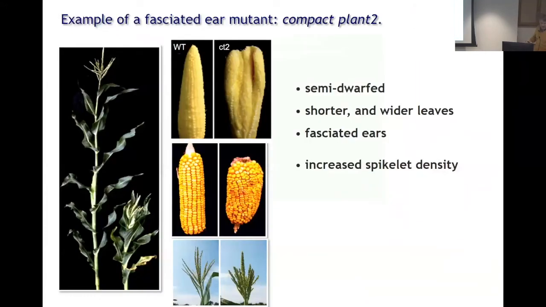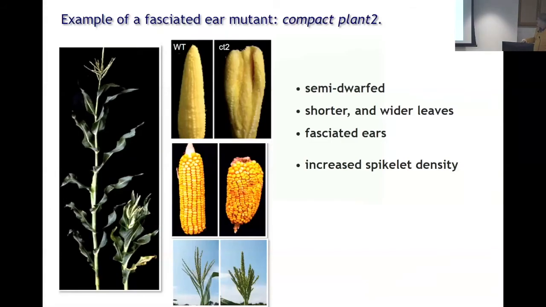Okay, so I want to go through one example of a mutant we've cloned, just to give you an idea of the process we go through in finding the genes and characterizing these mutations.